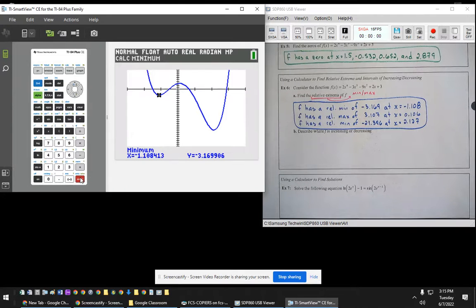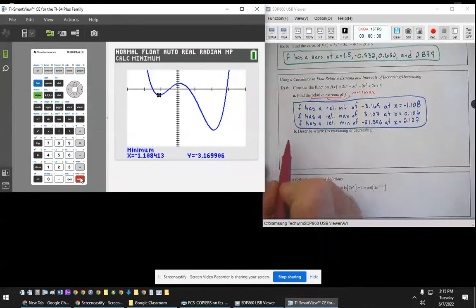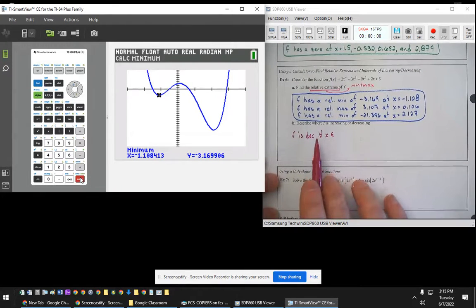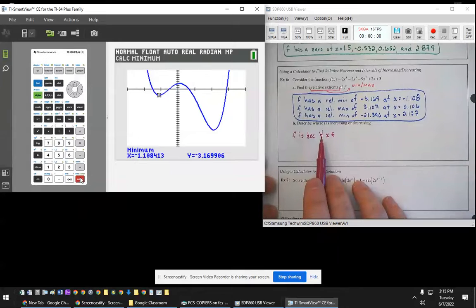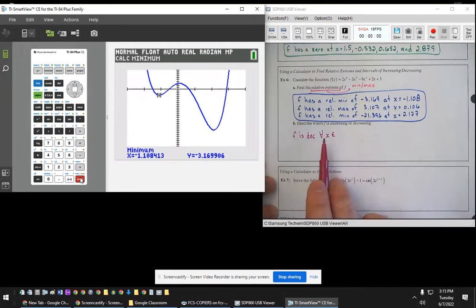I'm trying to find a good color. F is decreasing for all x that are an element of. So let me pause here and show you some notational stuff. This upside down A stands for all. This little E, it's like a C with a line through the middle, stands for an element of. So we're going to list all the x values that correspond to where the function is decreasing.